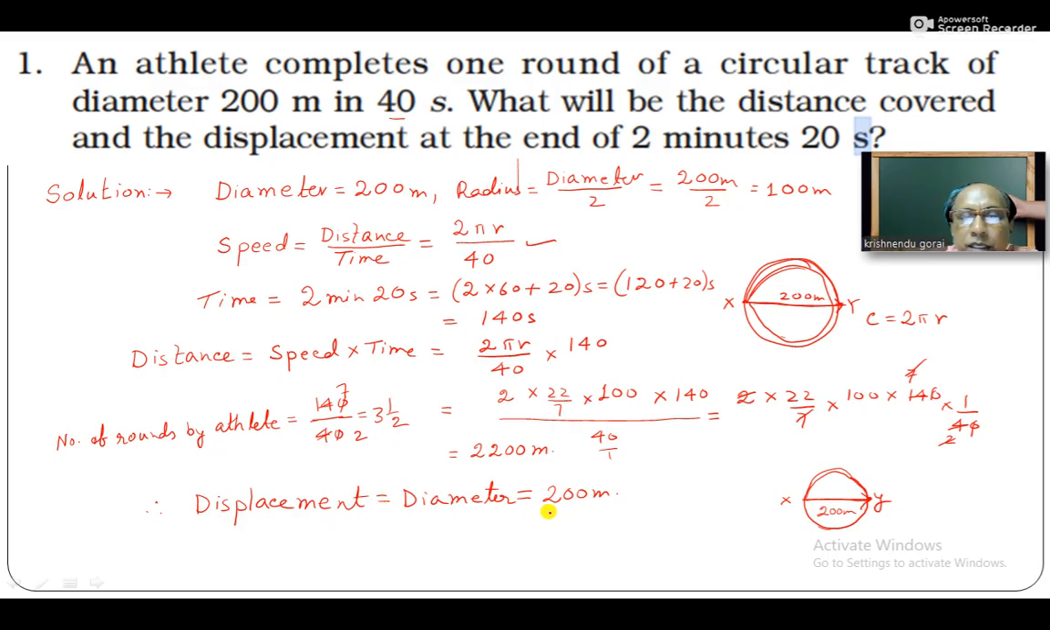Therefore, we got the diameter as 200 meter, that is the displacement, and the distance we got is 2200 meter, right. Therefore, we got two things: distance is equal to 2200 meter, and displacement is equal to 200 meter, and that is our answer, right.